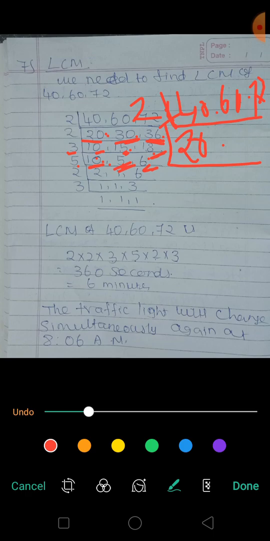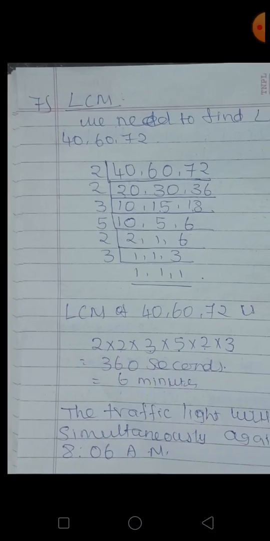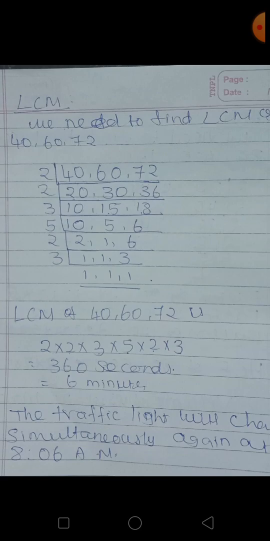So 5 twos are 10, 1 five is 5. In the fifth table 6 will not come, because 1 five is 5, 2 fives are 10. So I take 6 as it is. Using the 2 table you get 1, 1, 6, which is 3 times. After the 3 table you get 1, 1, 1. Next, find the LCM of these terms.